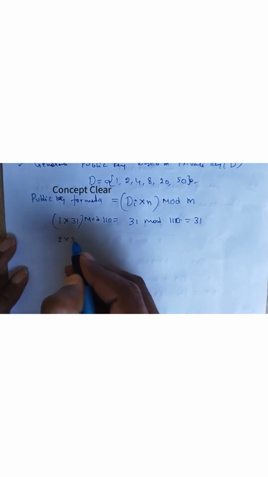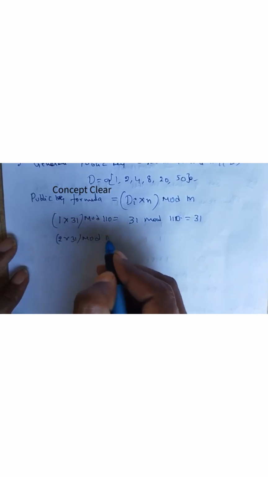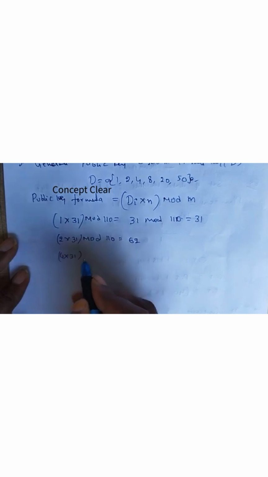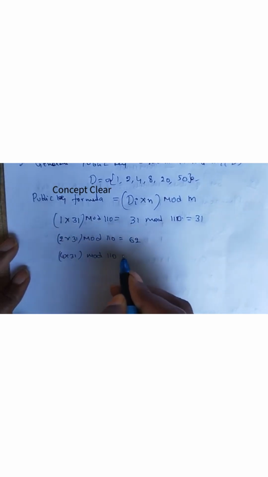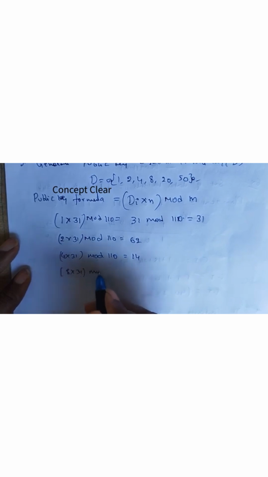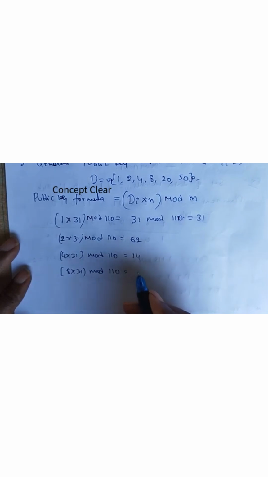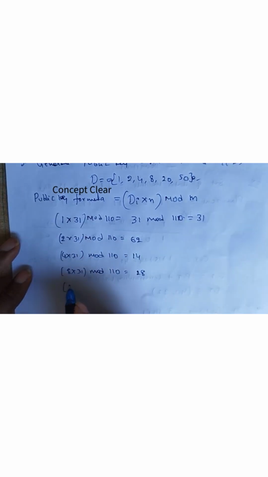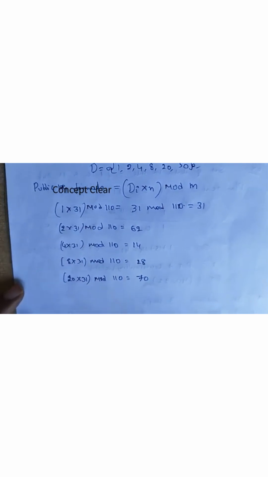Same, 2 into 31 mod 110 equals 62. Next, 4 into 31 mod 110. What is the value here? 14. Next, 8 into 31 mod 110. We will get 28. Next value is 20 into 31 mod 110, that equals 70. Next value is 50 into 31 mod 110, the value is 10.